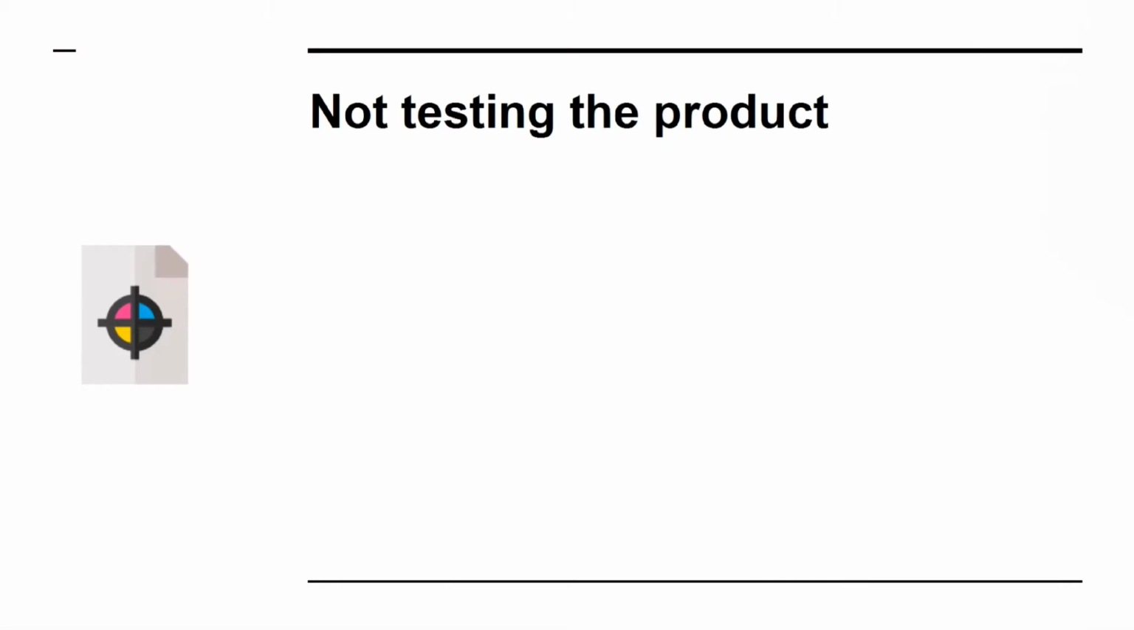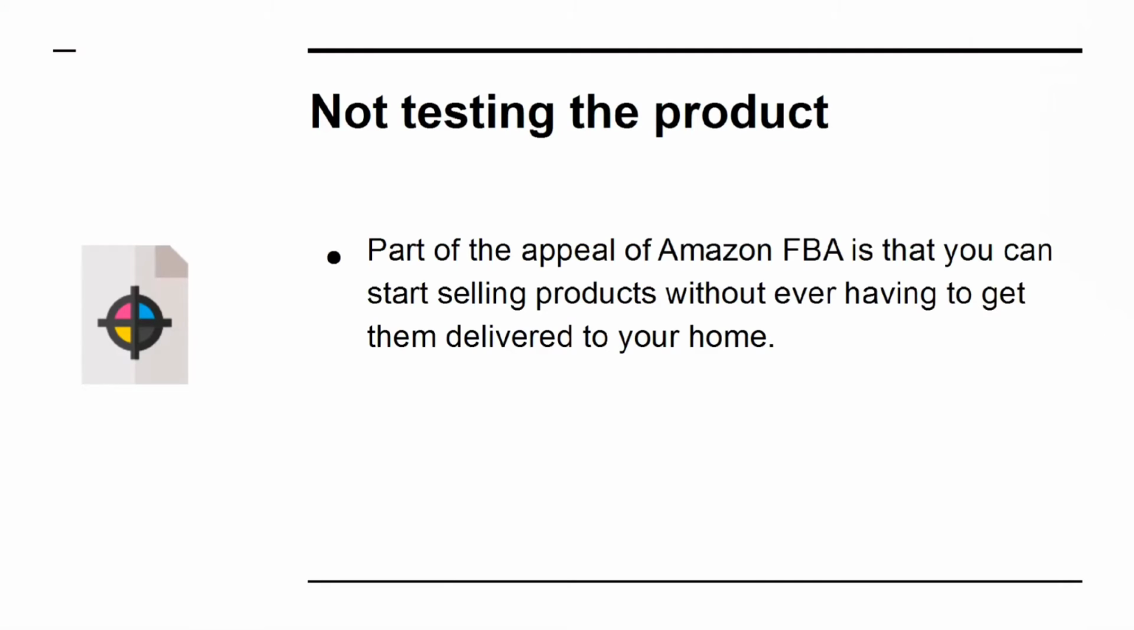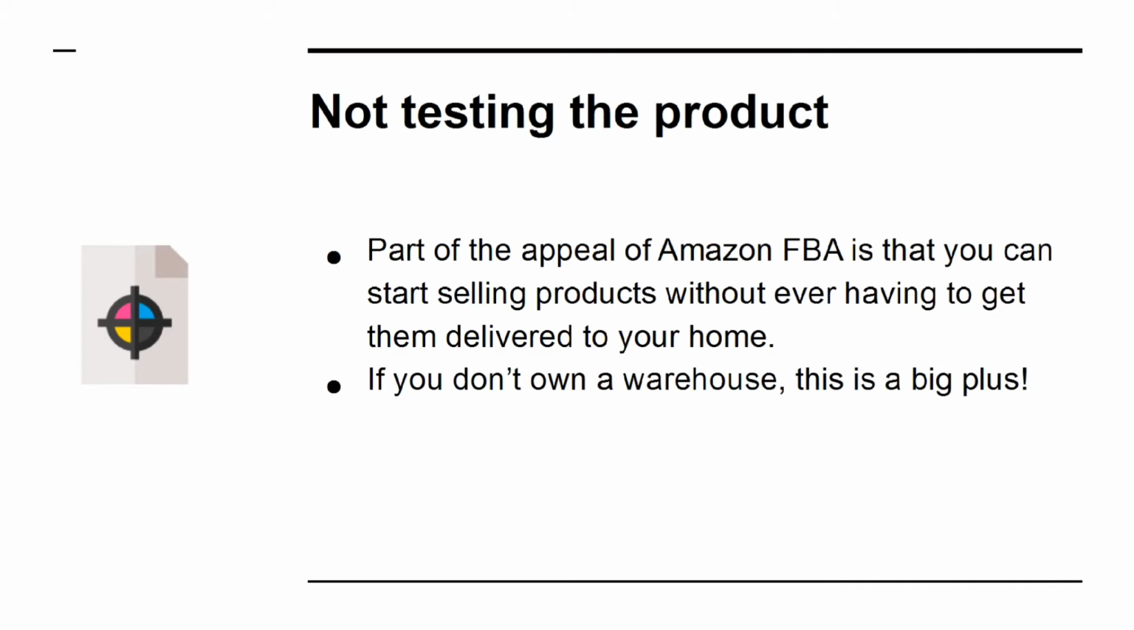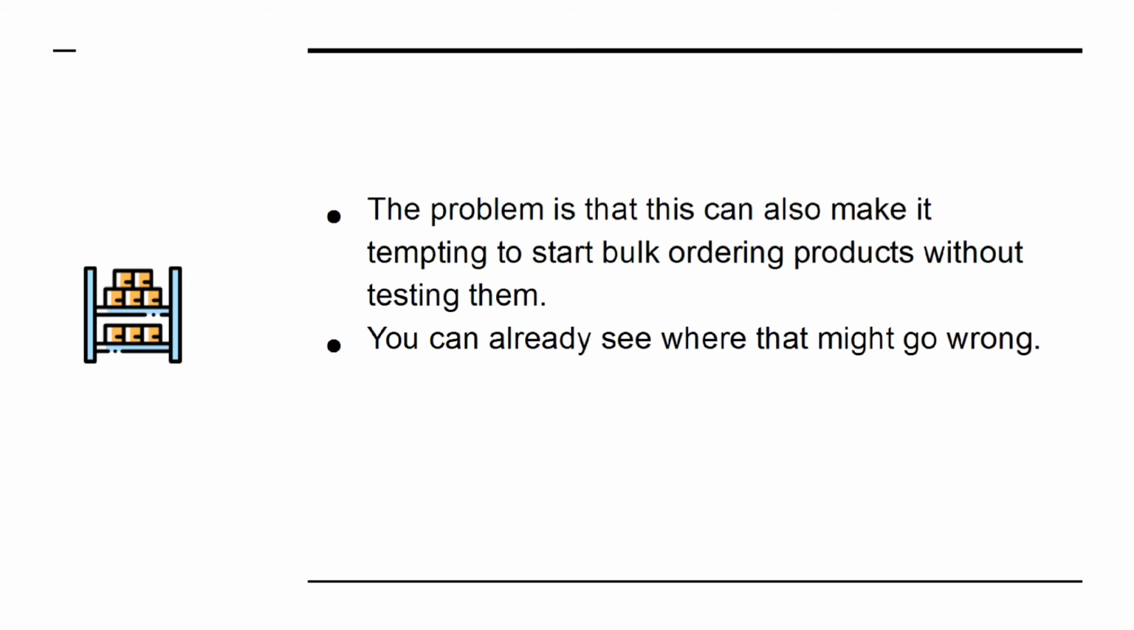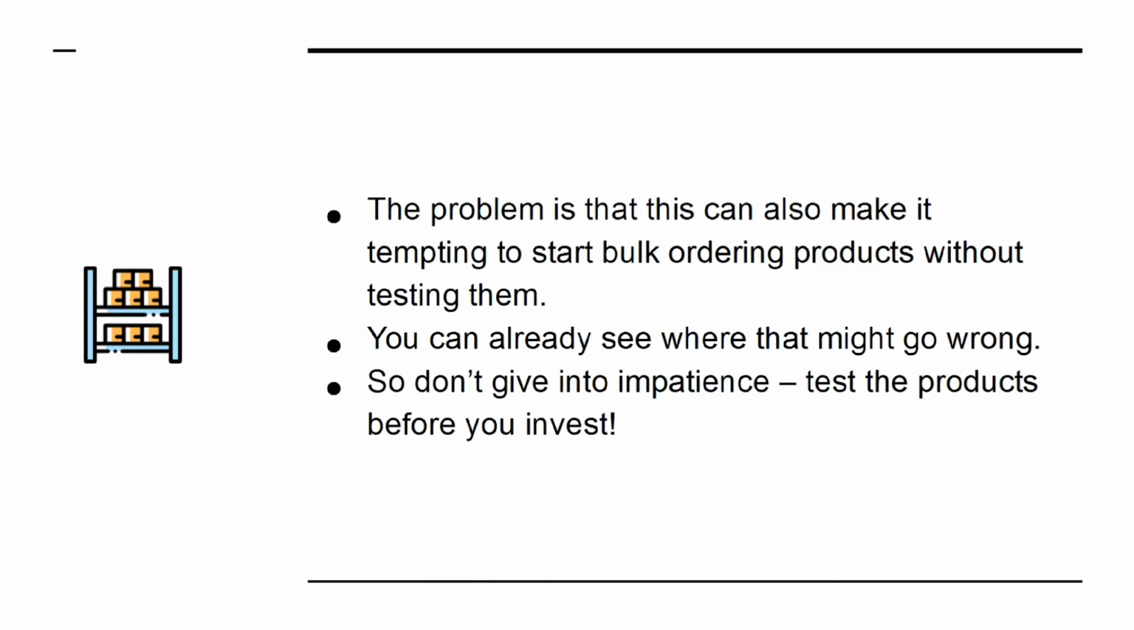Not testing the product. Part of the appeal of Amazon FBA is that you can start selling products without ever having to get them delivered to your home. If you don't own a warehouse, this is a big plus. The problem is that this can also make it tempting to start bulk ordering products without testing them. You can already see where that might go wrong. So don't give in to impatience. Test the products before you invest.